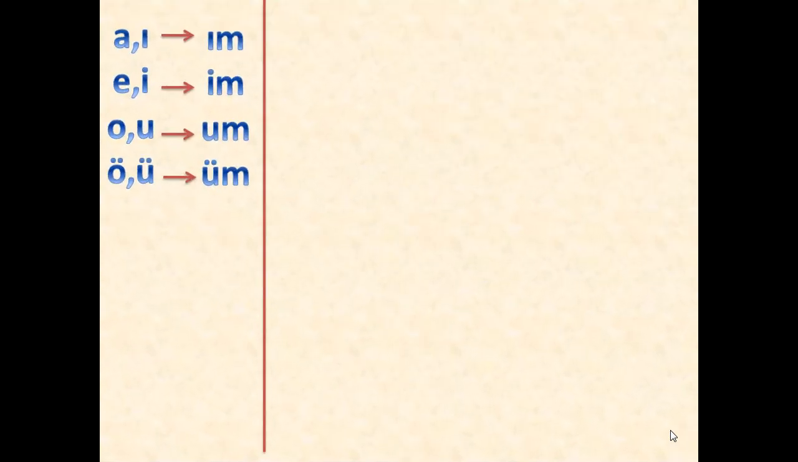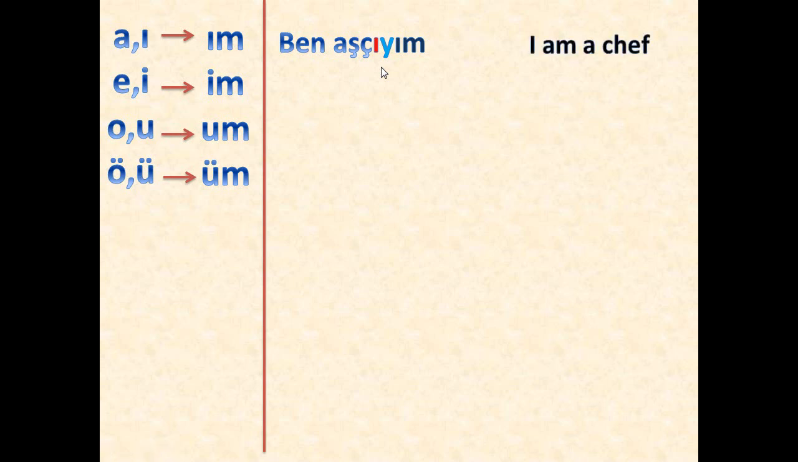Okay. Let's go to other examples. In these examples that I'm going to present, we have the vowel at the end of the word, and we have the suffix which starts with a vowel. So we are going to put a consonant in between. Examples are like ben aşçıyım. You see, here we have two vowels together, ı and ı. We need to put y here to make it easier to pronounce. I am a chef. Ben aşçıyım.